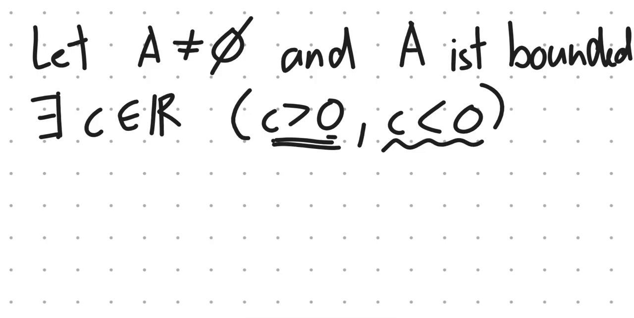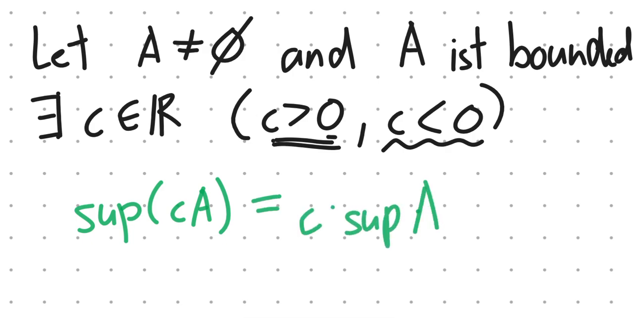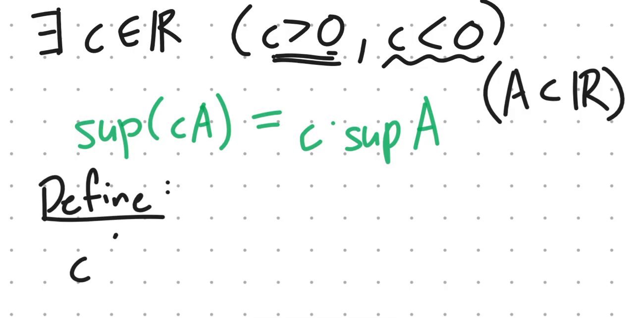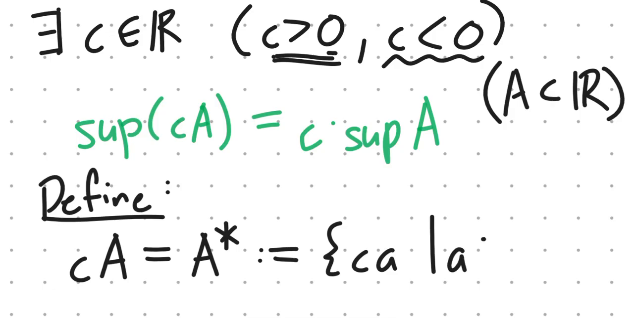So first of all, we have to prove that the supremum of C times any set A is equal to C times the supremum of A. Now A should be a subset of the real numbers. That is what we really want right now. In the complex numbers, it would be a bit more difficult to prove this, so let's prove it for the real numbers. Let's define C times A as a set. I'm just going to call it A star, which is the set of all C times a where a is in A, which is a subset of R.